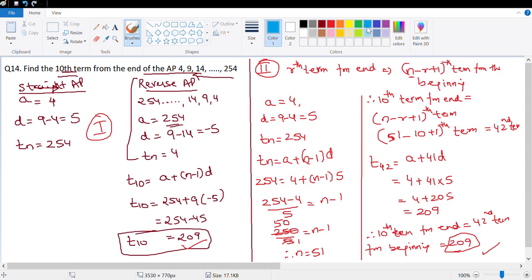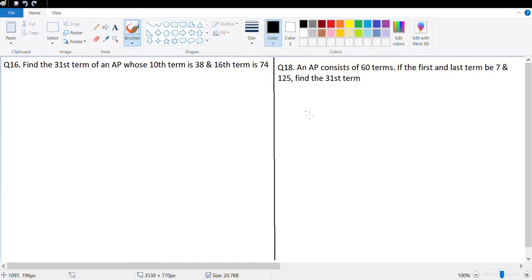Anyway, that's your choice, whether you want to use this formula, n minus r plus 1th term, or you want to reverse the AP. Good, let's look at the next homework question. The next homework question was question number 16. It says, find the 31st term of an AP whose 10th term is 38 and 16th term is 74.